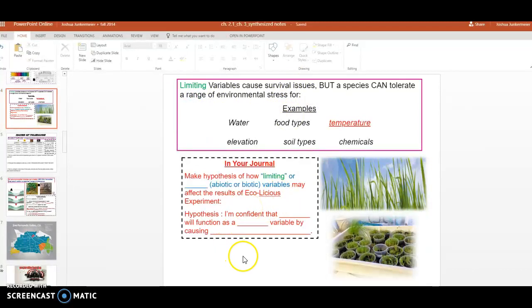The question is, do you really think you're going to be surprised by the results, or you're going to have a straightforward one? In your notebook, this is what I'd like you to write. Hypothesis. So you copy this down right here. And write, I'm confident that blank, whatever your independent variable is, will function as a blank variable. So this would be limiting. And you're confident that, in my example, let's say drought. I'll just say drought.